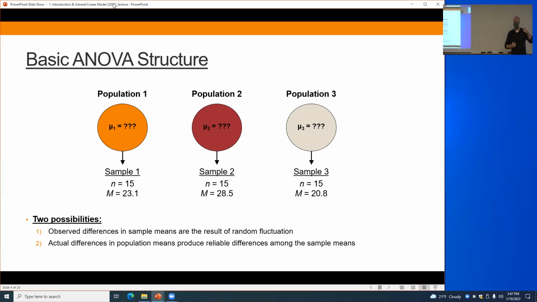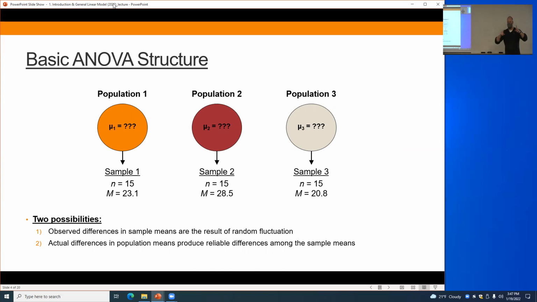And so with our ANOVA, what we're looking at is the variability across our means versus the variability on average that we're seeing within. And if the differences across our means are much greater than the variability within groups, then we've got a large F ratio. We're probably going to reject the null. If the differences that we're seeing across mean values are about the same as the variability within groups, then we're probably going to get something close to 1, and we're probably going to fail to reject.